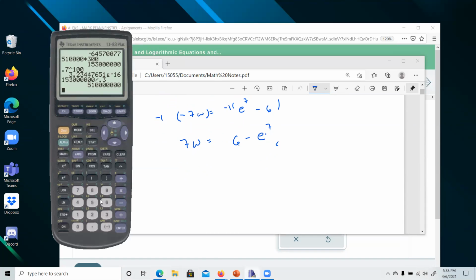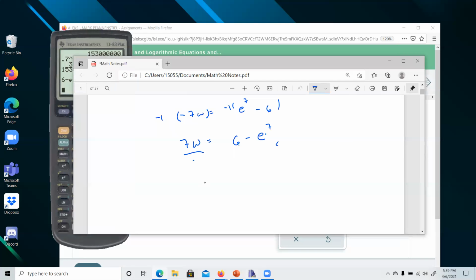Check that out. We could say 6 minus e to the 7th power. Okay, e to the 7th is huge. So negative, almost negative 1100. And then we're going to divide both sides by 7. So we have w is equal to 6 minus e to the 7th over 7.